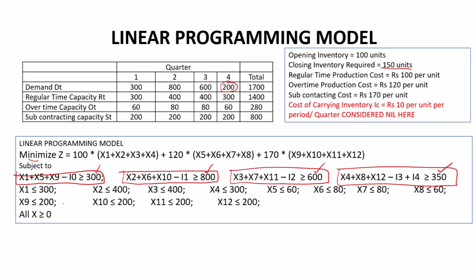Similarly, I have a constraint that x1 cannot be more than 300, x2 cannot be more than 400, x3 cannot be more than 400, x4 cannot be more than 300. That is my regular time capacity. These are my regular time capacities; x1, x2, x3, x4 cannot be more than that. These others are related to overtime capacities. I cannot exceed the capacity available of 60, 80, 80 and 60 units, and these are related to subcontracting. I cannot have more than 200 units of subcontracting in different periods.